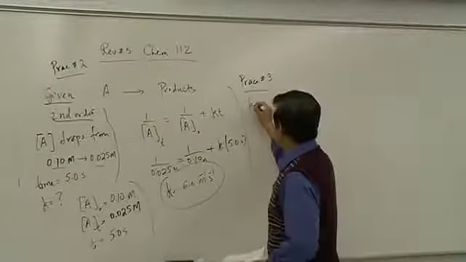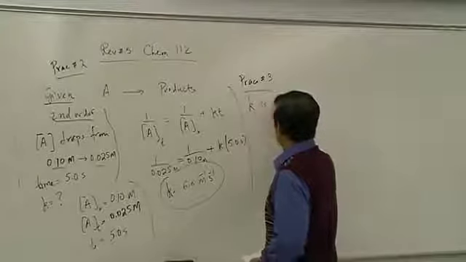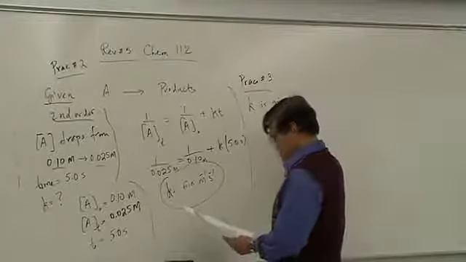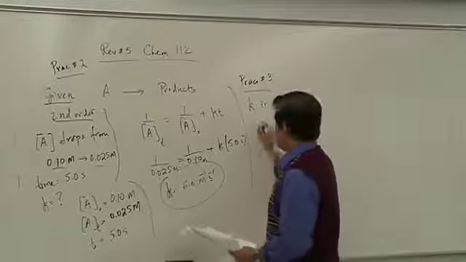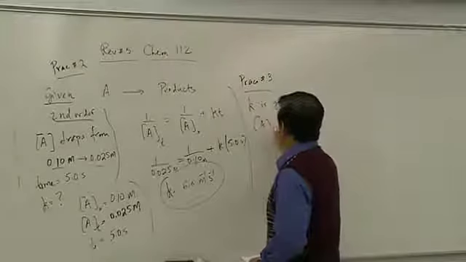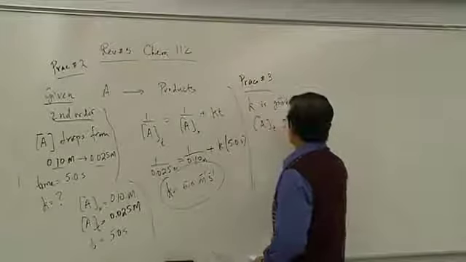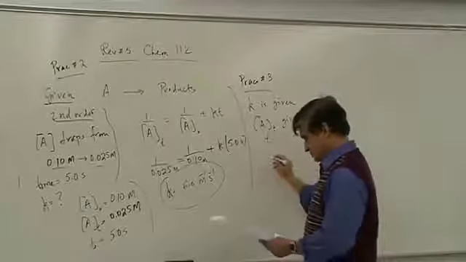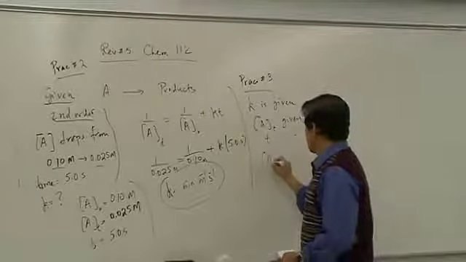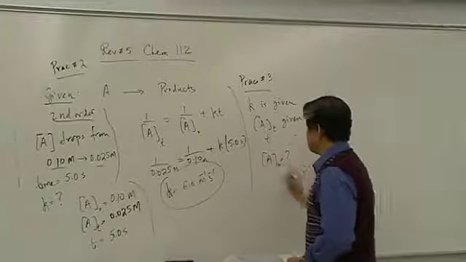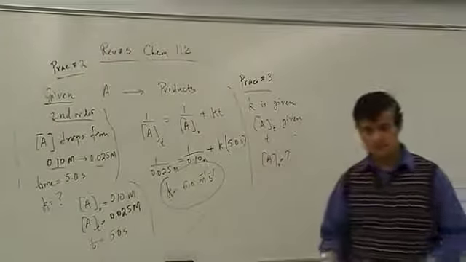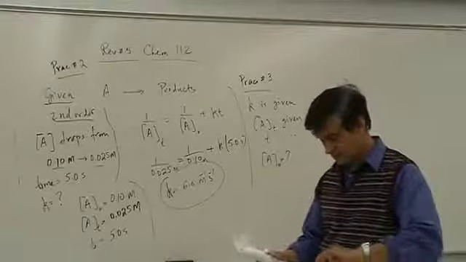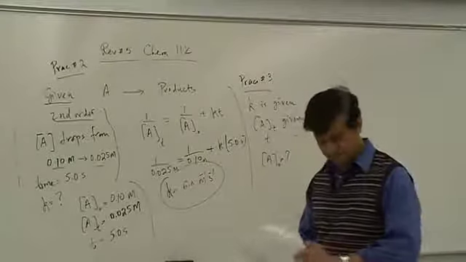Say K is given, just for your practice. Say final concentration is given. Let's assume some of these numbers. Time is given. So the question is how to get A0. So try problems like these. That way you feel more comfortable in solving this kind of problems.